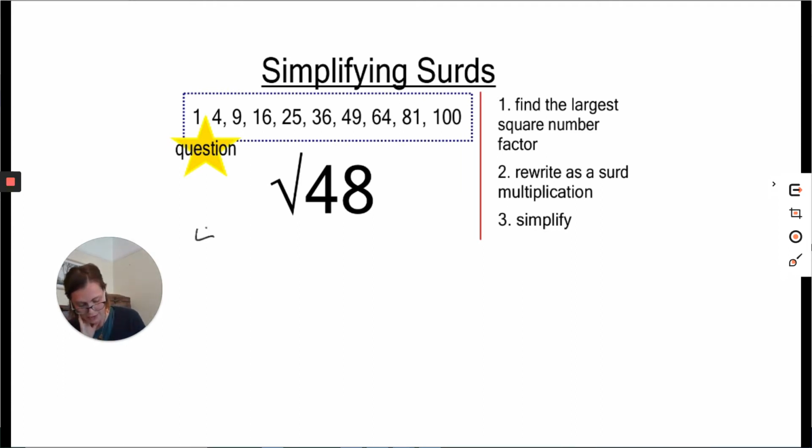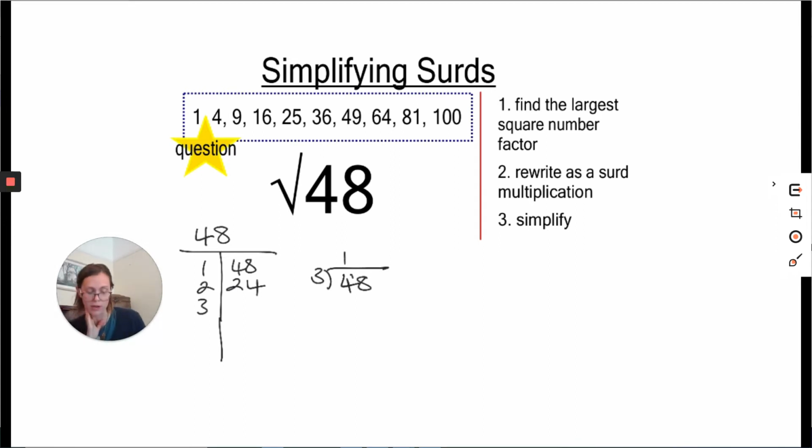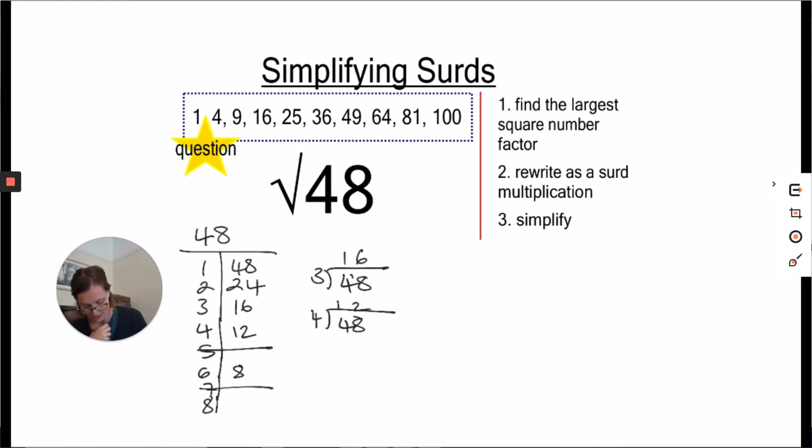So root 48, let's write the factors of 48. 1 and 48, 2 and 24. Let's see if 3 goes. Well, 3 into 48: 3s into 4 go once, carry the 1, 3s into 18 go 6. So I've got 16. 4 into 48, so 4s into 48 go once and twice, so that's 12. 5 doesn't go. 6 into 48 goes 8 times. 7 doesn't go. And then 8, I can stop because it's already in my list.